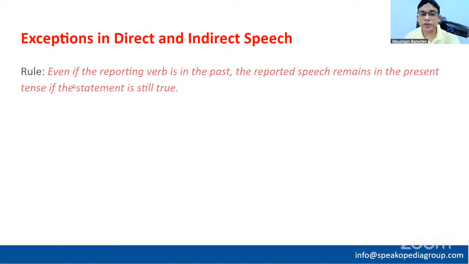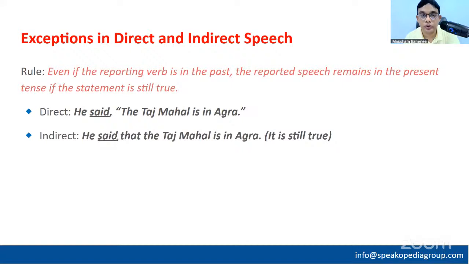Some more exceptions. If the reporting verb is in the past, the reported speech remains in the present tense if the statement is still true. Let's see what it means. He said the Taj Mahal is in Agra. Now see, the reporting verb is in the past. The reported speech remains in the present tense if the statement is still true. So he said that the Taj Mahal is in Agra. No change. Why? The statement is still true.